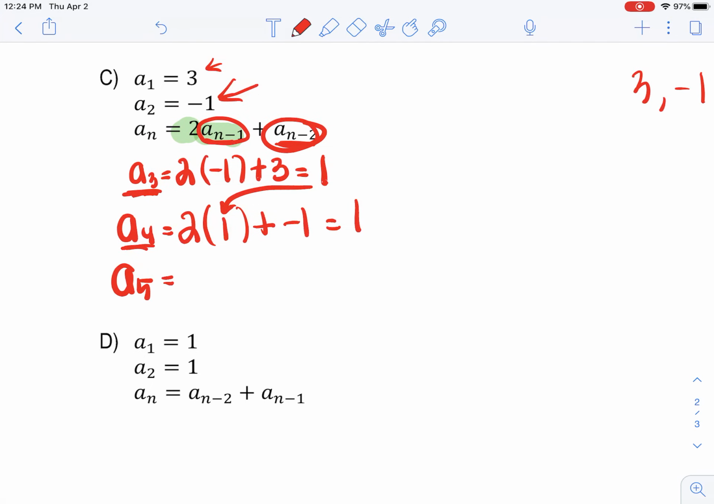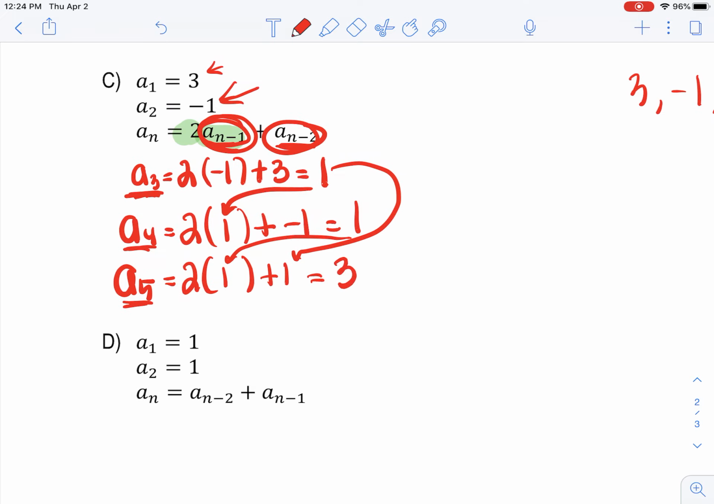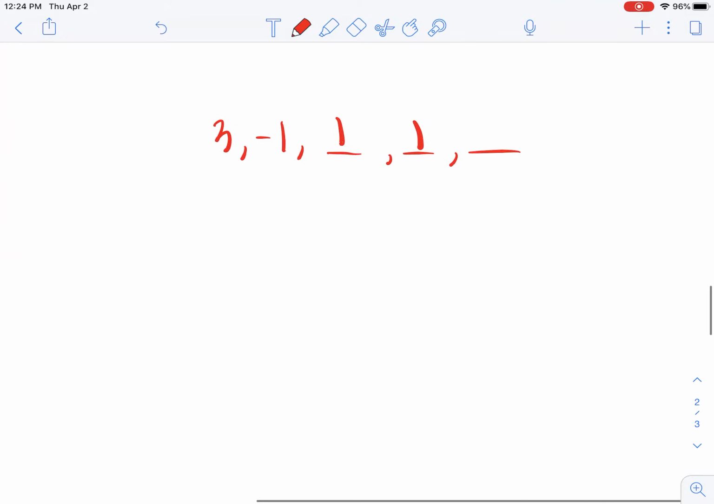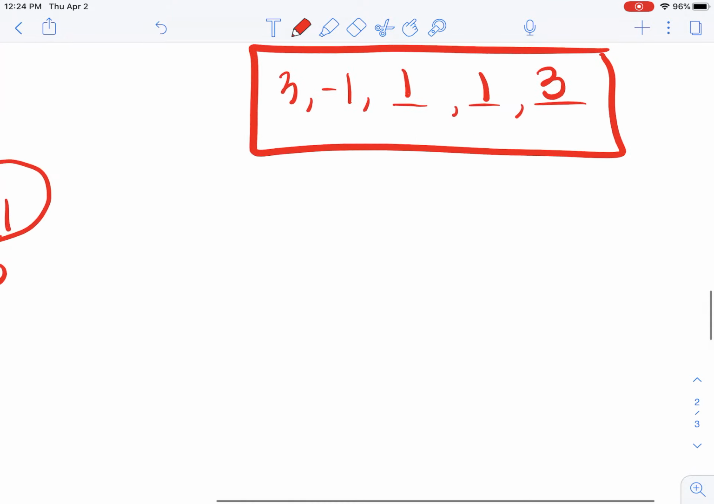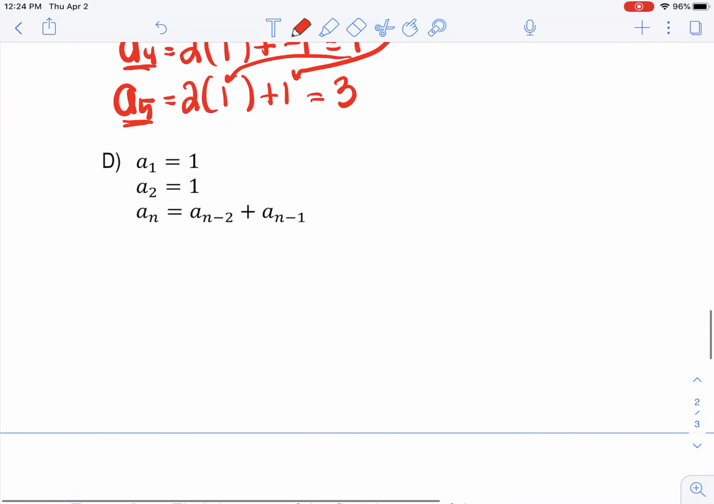All right, a sub 5. 2 times the previous term, which is 1, plus the term 2 terms before that. So the term 2 terms before a sub 5 is a sub 3. So that's 1. 2 times 1 is 2, plus 1 is 3. And there's my sequence. All right, go ahead and pause the video, go to Notability, and try this one on your own.